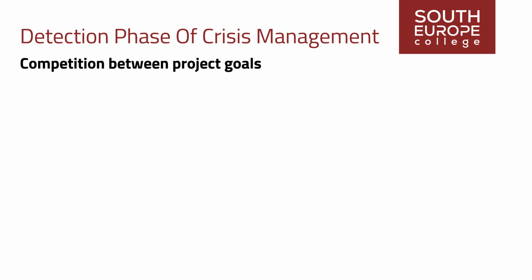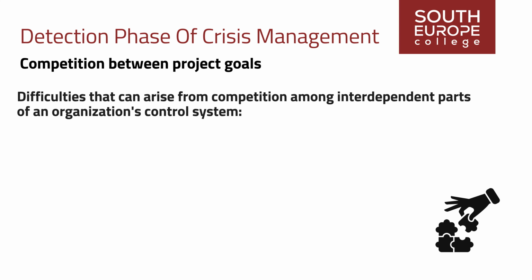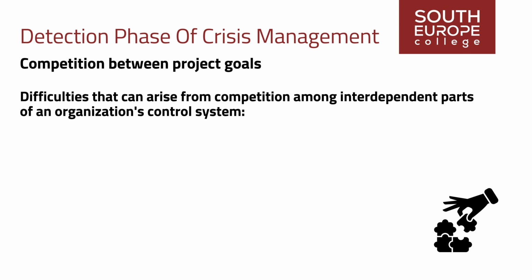Competition between project goals. In addition to the problem of poorly focused monitoring, there are substantial difficulties that can arise from competition among interdependent parts of an organization's control system and lack of communication. For example, the team responsible for the supply of time and cost information realizes that solving a cost problem would create a time problem and vice versa.